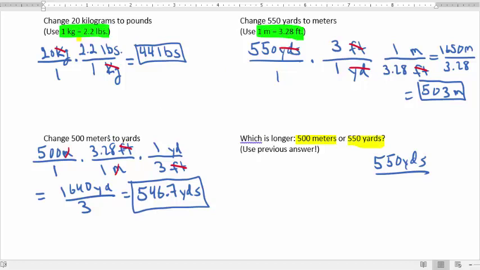And then again, you could have used the one that we just did. We knew 500 meters was actually 546.7 yards. So 500 meters was less than 550 yards. It was actually 546.7. So the 550 yards was greater. And again, it's very, very close, but the 550 yards is slightly greater.